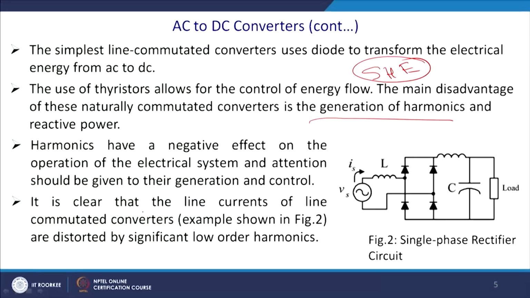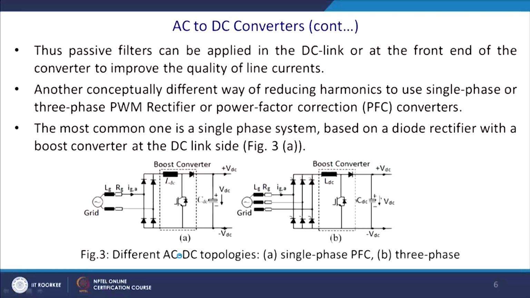This is clear that the line current of the line commutated converter, it will be shown in the next figure, is distorted significantly with lower order harmonics. Generally, if you have a 3 phase 3 wire system, your harmonic content will be 6n plus minus 1, that means 5th and 7th are the dominating harmonics, and so on.